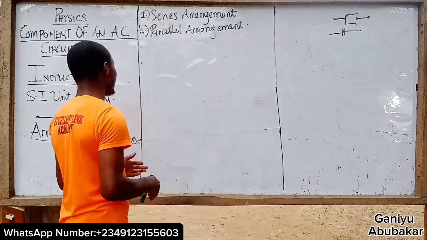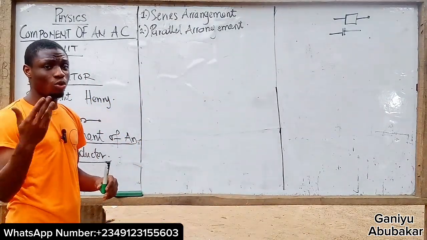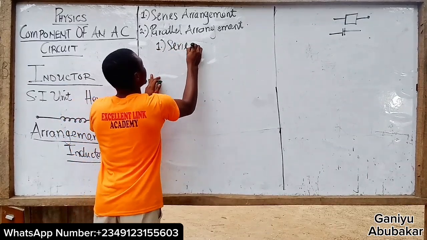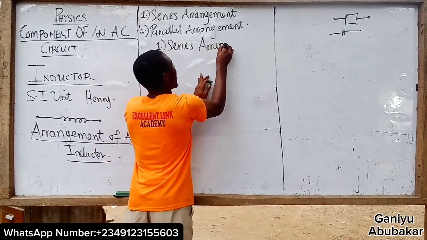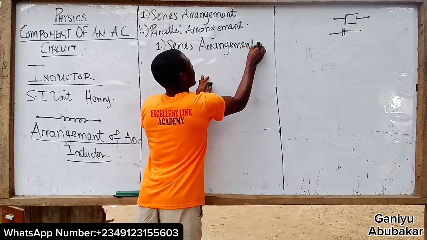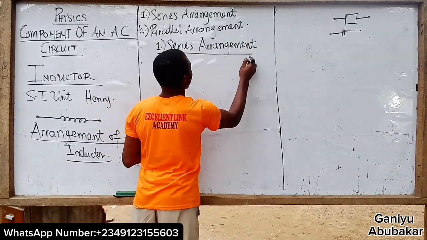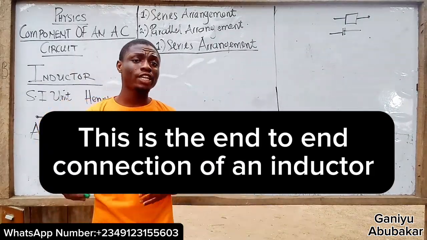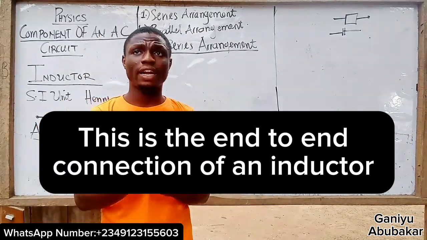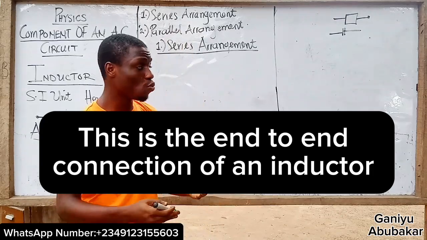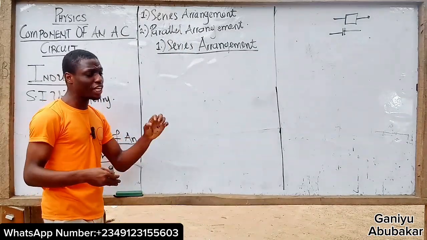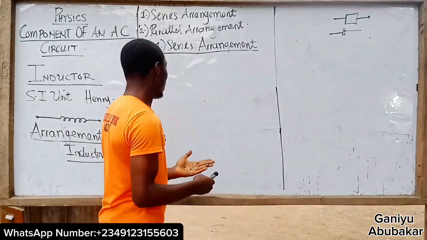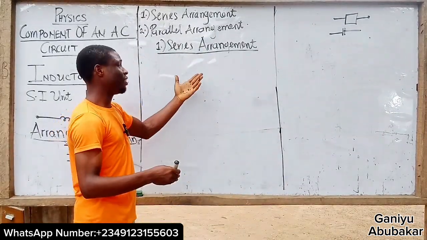All right, let's discuss these arrangements one after the other. Let's start with the first one, called the series arrangement. By definition, this is simply the end-to-end connection of inductors. When it comes to defining series arrangement, the key word there is end-to-end. So the end-to-end connection of inductors is said to be series arrangement.